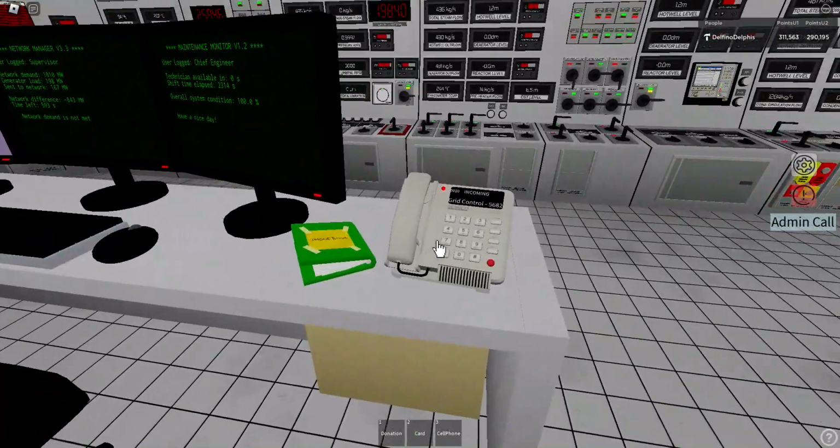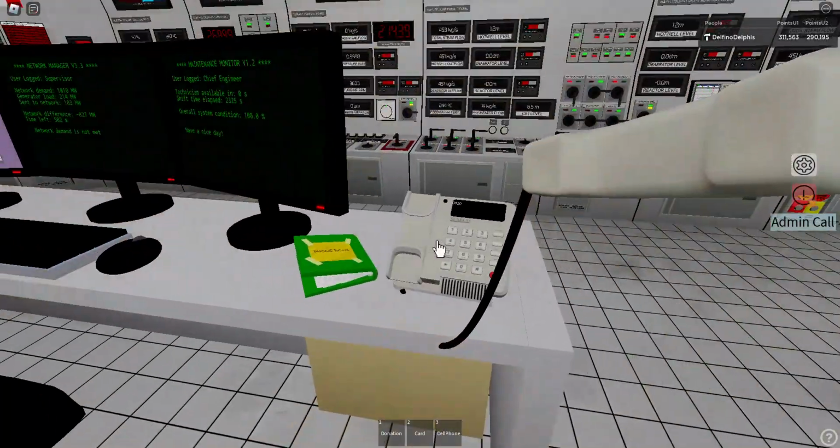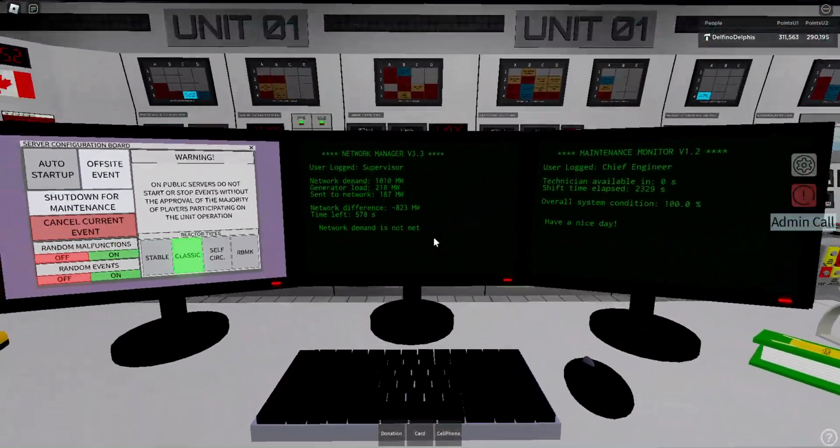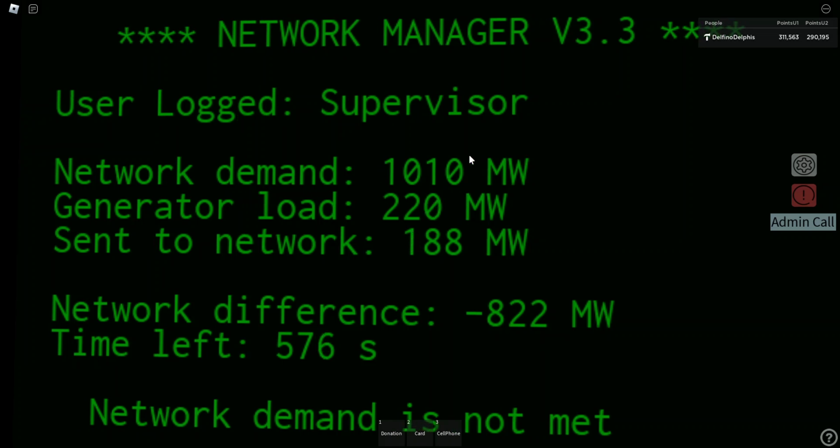Okay, what's that? New demand is one. It's pretty high demand. It's almost like 90% of reactor power. So basically that's what we are going to do now. So this is where you can see the demand. You want to send to the network over 1 gigawatt of power. Now we are just doing 20% of that.